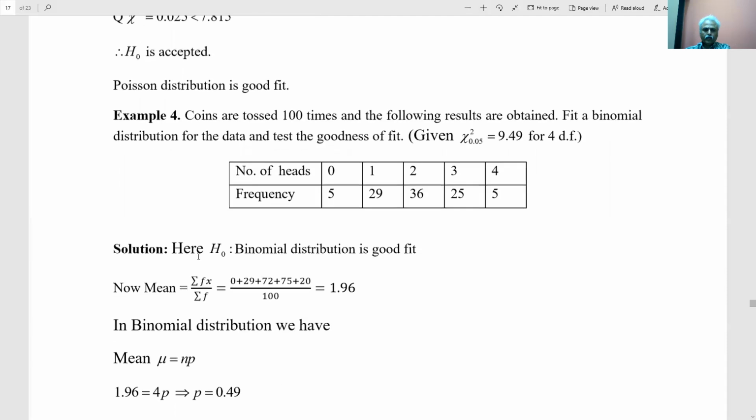Now, first of all, frame the hypothesis. For the hypothesis also, usually 1 mark will be given to you. The binomial distribution is a good fit. If the hypothesis is rejected at the end, you have to conclude that the binomial distribution is not a good fit.